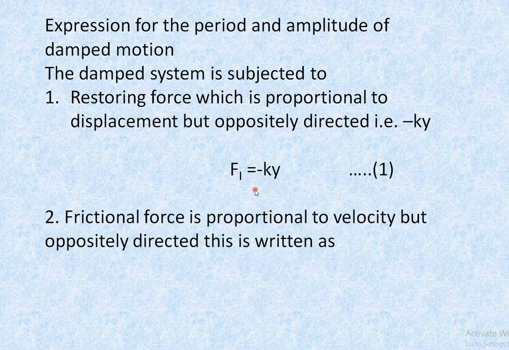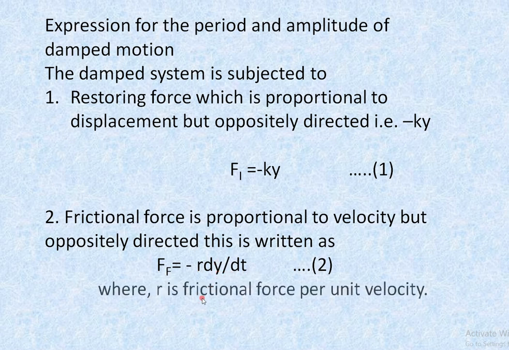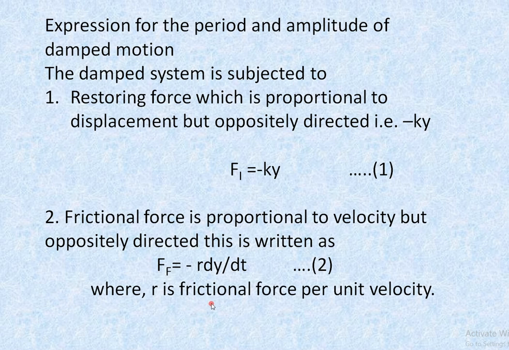Now the second force acting is the frictional force, and this frictional force is proportional to the velocity of the body but oppositely directed, and this can be written as Ff, the frictional force, is equal to minus R dy by dt, where dy by dt is the velocity and R is the frictional force per unit velocity.